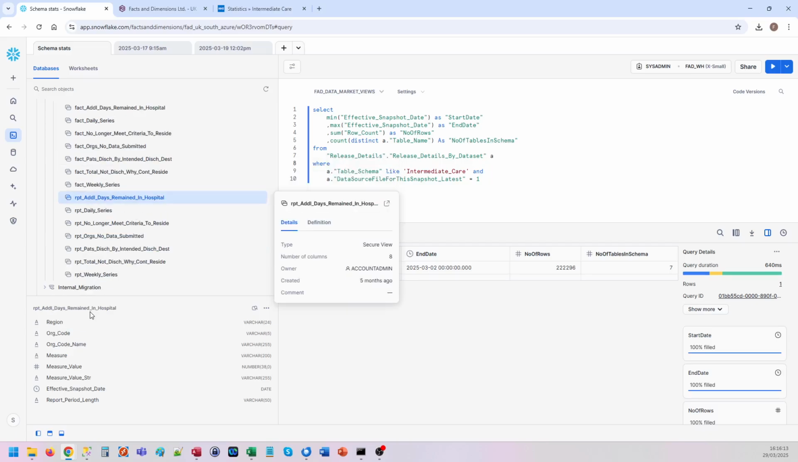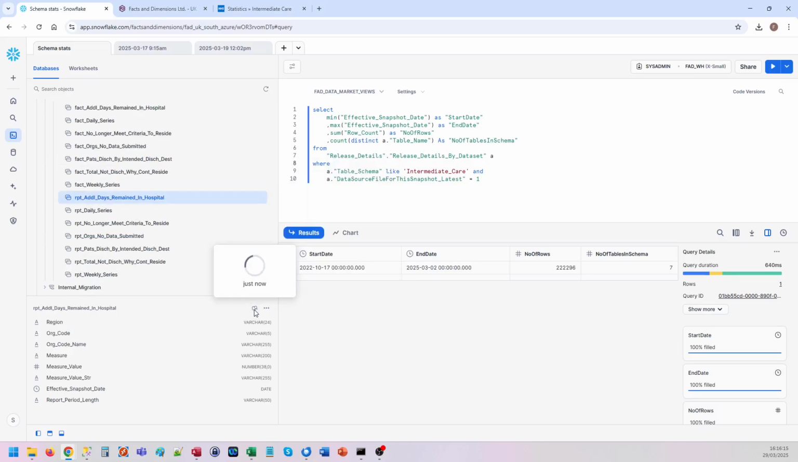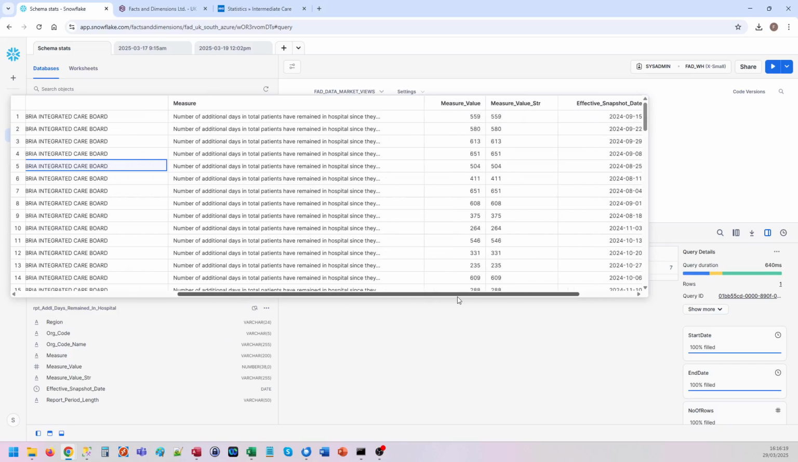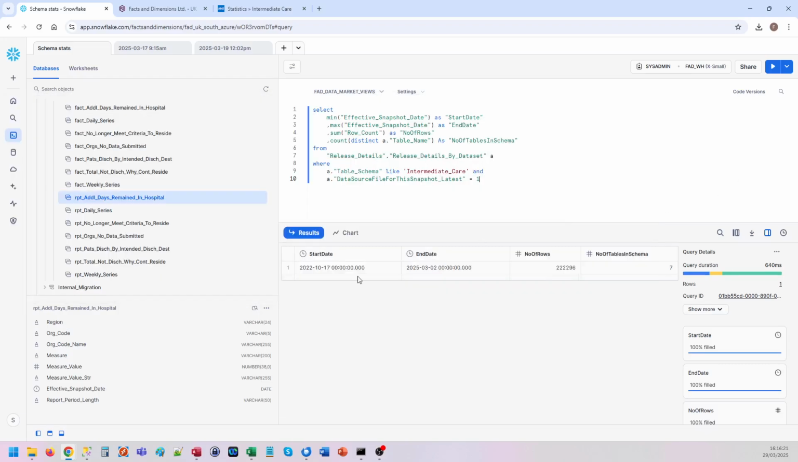Days remained in hospital. This one's by region and organisation, so you can see that by the actual ICB. Yeah, and there's the other table as well.